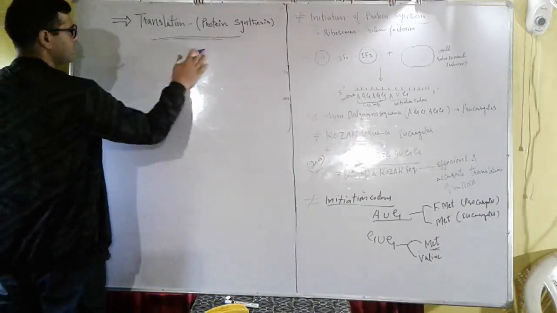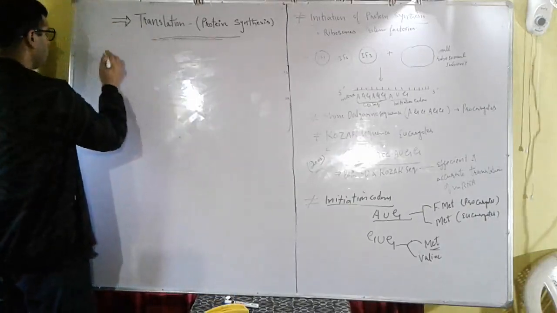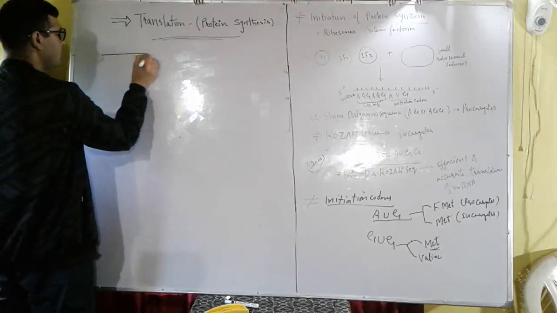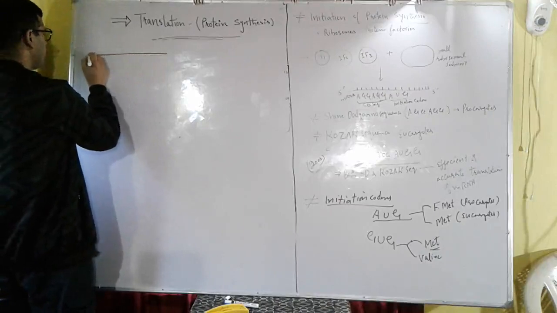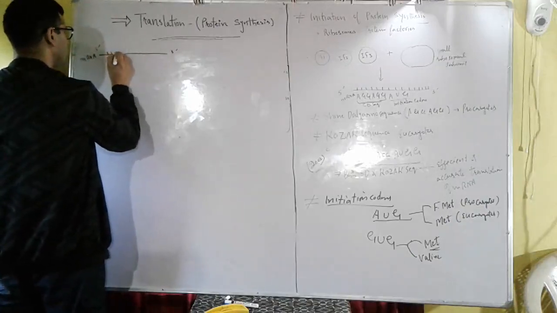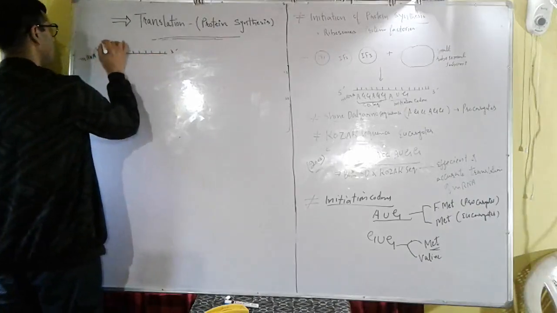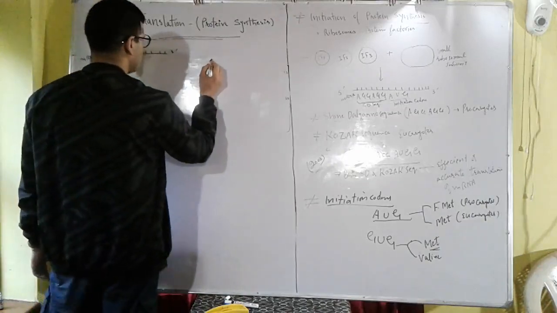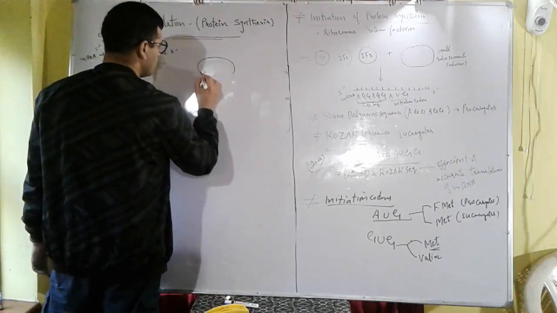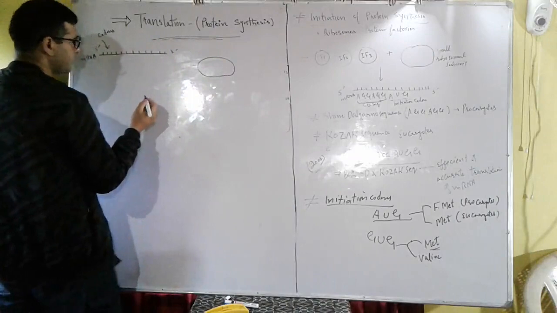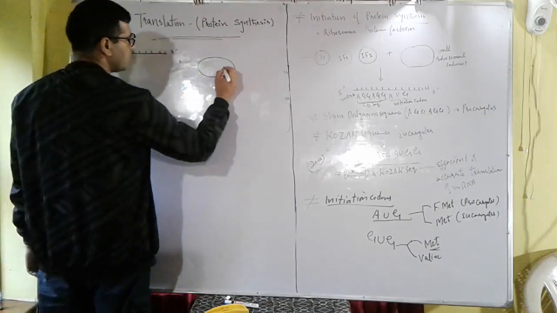So we have messenger RNA. What is messenger RNA? We have messenger RNA, it is 5' to 3' end. It has these codons. This is the small subunit of the ribosome. It means that small ribosomal subunit.